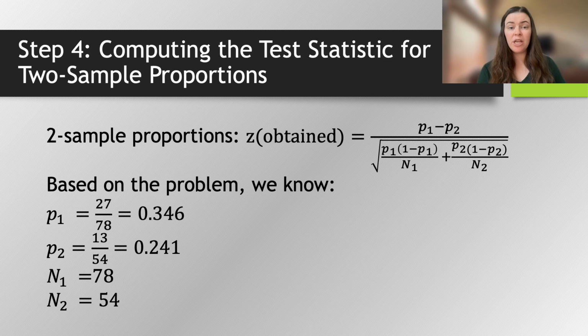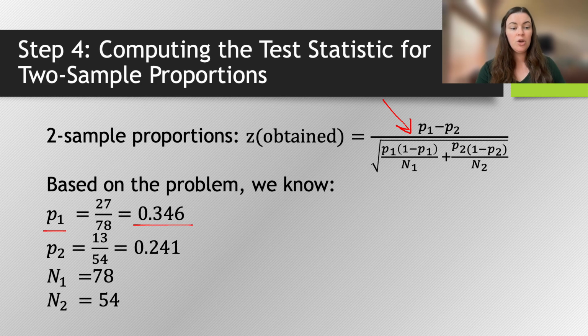Step 4 is where we can compute our test statistic for our 2 sample proportions. Here is the corresponding formula that we will be using. And based on the problem, we know that the proportion of group 1, or the number of youths that were rearrested after they were released, was 27 out of 78. And because of that, we know that it has a corresponding proportion value of 0.346.